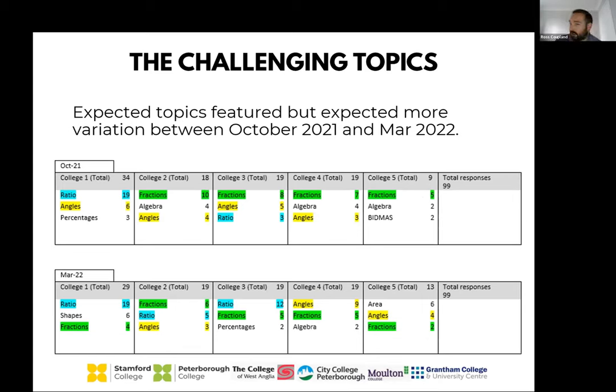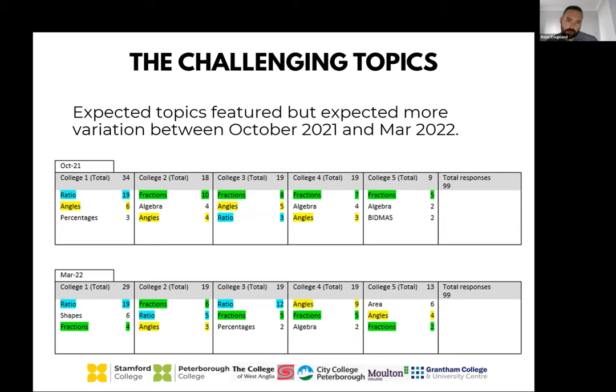Okay, granted, numbers aren't high. As you can see, we've had about 100 responses from both. But it was quite telling to see that fractions did remain throughout, as does angles. Okay, ratio is also a common one, which we would expect. So that suggests that, again, as a college or as a network, we need to consider how we implement that.